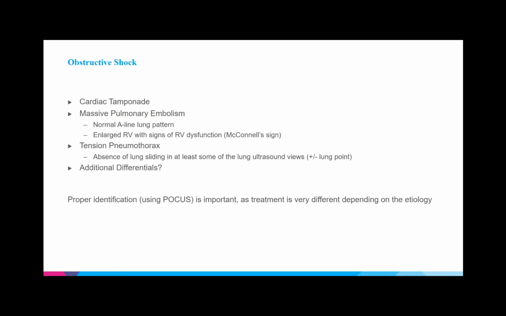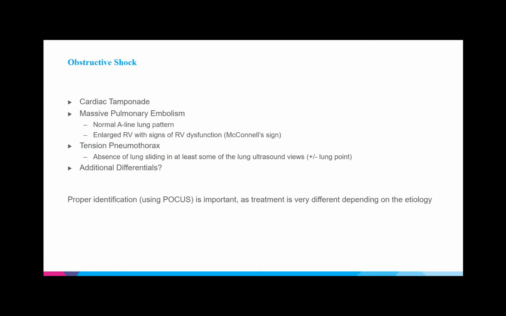The things we most worry about would be cardiac tamponade and massive pulmonary embolism. And with a massive PE, the lung exam should be normal, so you get a normal A-line lung pattern with lung sliding. The key findings would be an enlarged right heart with signs of RV dysfunction. We talked about McConnell sign during the last talk.